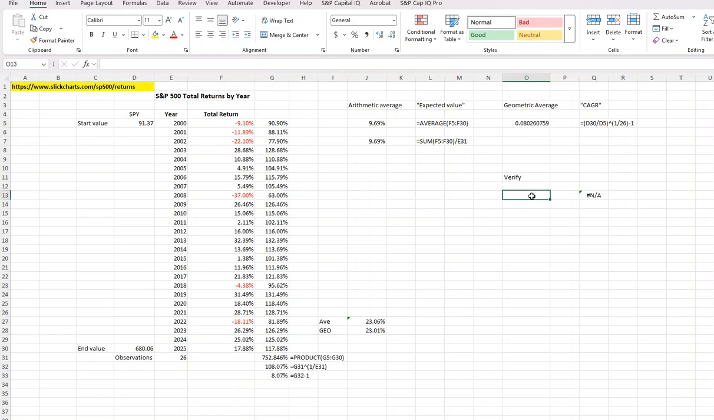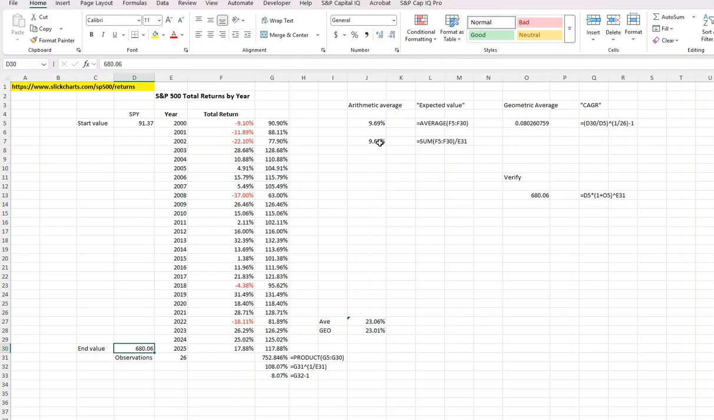And the easy way to verify this is just to take our starting amount of 9137, multiply it times 1 plus our geometric average to the power of the number of years, 26. And you can see that we end up with 680.06, which is our ending value in 2025. So really, the geometric average here is pretty spot on. It's just a rounding error. This one's accurate because we have these starting and ending values. So 2 different ways to solve the same thing.